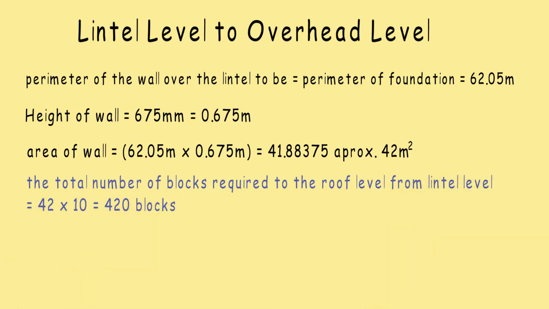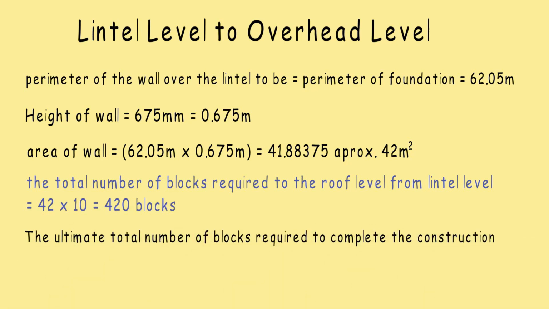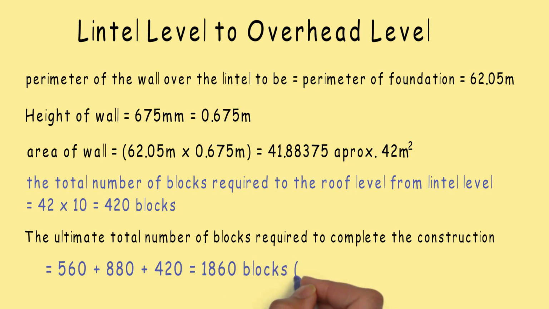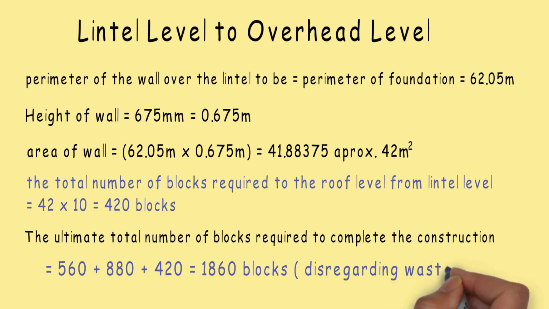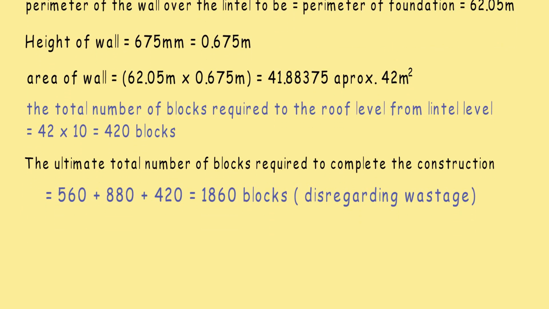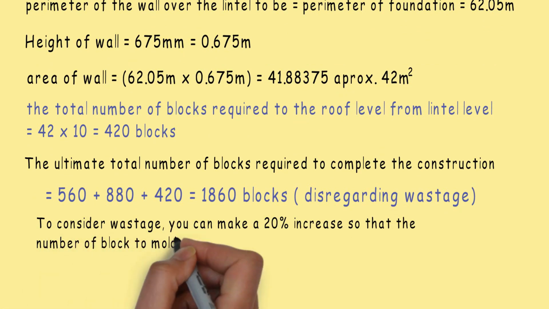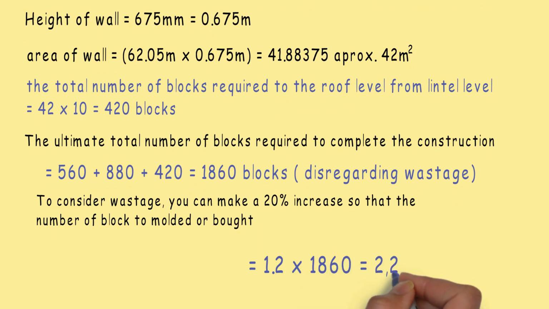The ultimate total number of blocks required to complete the construction equals 560, that is the total number of blocks for the foundation, plus 880 plus 420, which equals 1,860 blocks. This is disregarding wastage. To consider wastage, you can make a 20% increase so that the number of blocks to be molded or bought will equal 1.2 multiplied by 1860, which equals 2232 blocks.